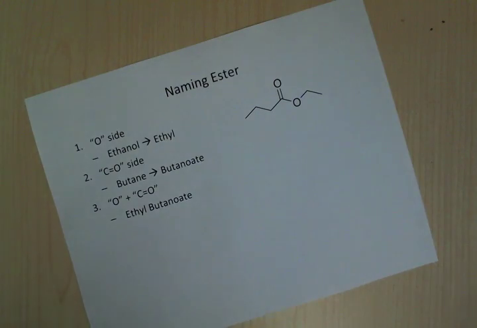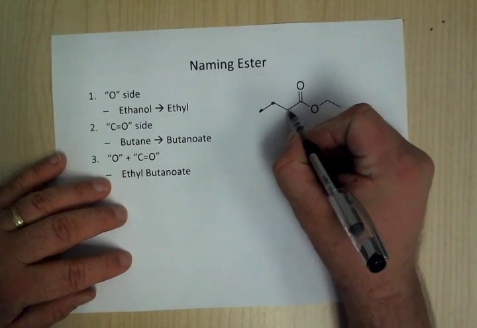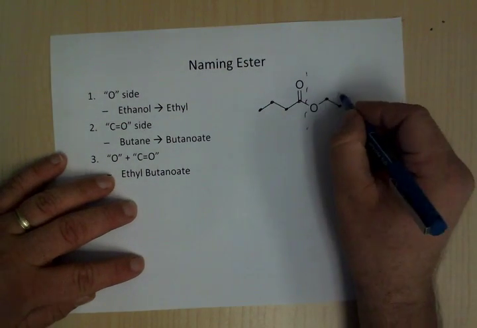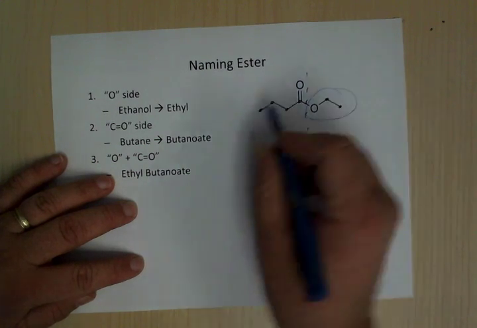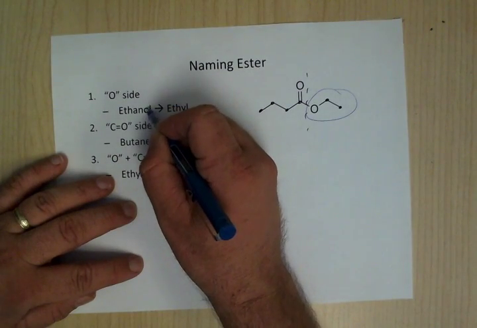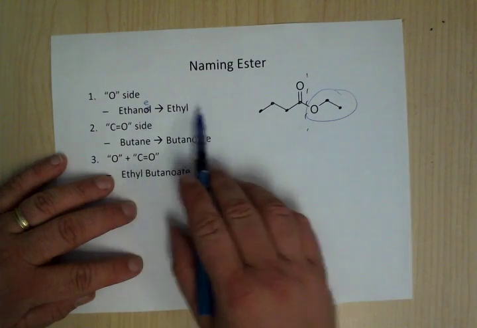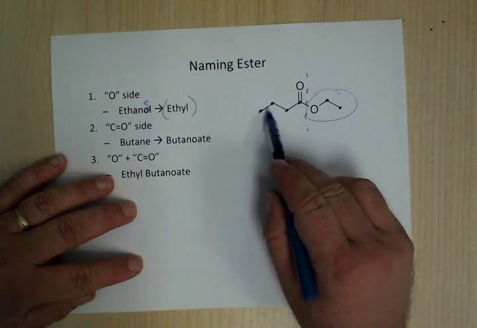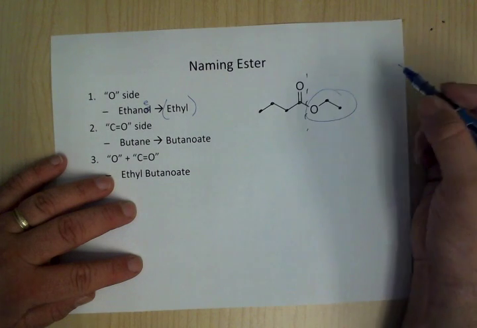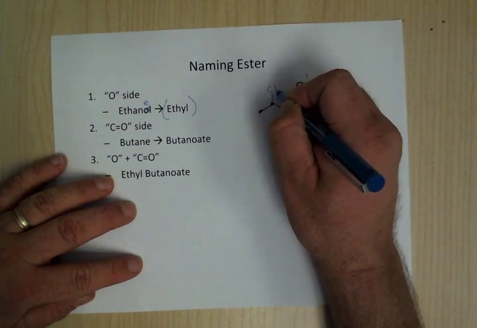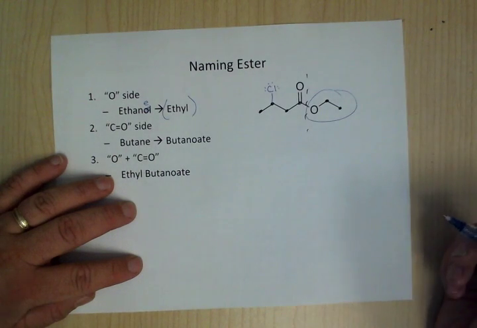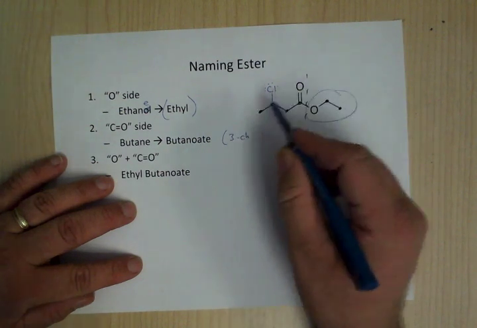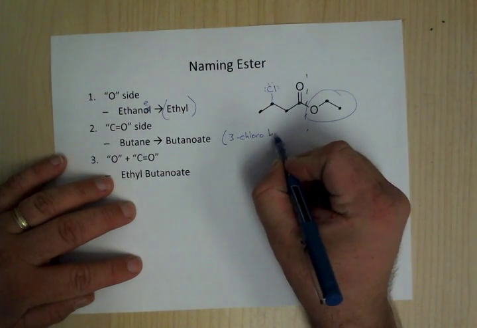So here we go, we have this simple one. We put in our carbons, here, there and there, and cut this in half. This side is 2 carbons long, so it's ethane, which becomes ethyl. And if it was like this, I'm going to be a little crazy and put a chlorine here, so this ends up being butanoate, but it's 3-chloro. So for this new molecule, it's 3-chlorobutanoate.